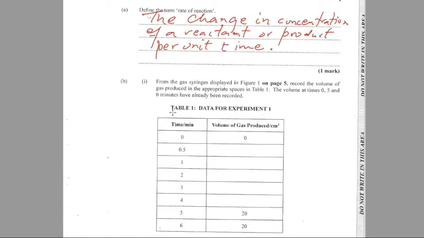So at half a minute, we had the volume being 6. At a minute, we had it being 11. At 2 minutes, we had it being 16 and a half. At 3 minutes, 19. And at 4 minutes, 20. Right, so we're going to use these values, so write them down. We're going to use them in the next section.